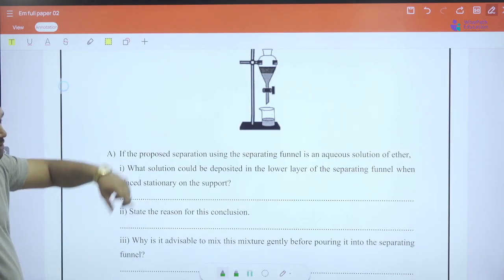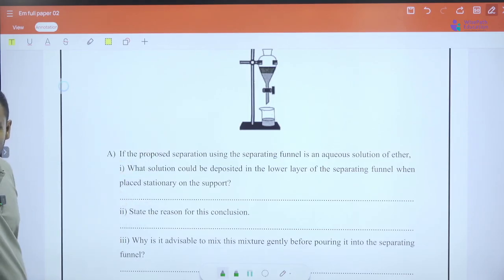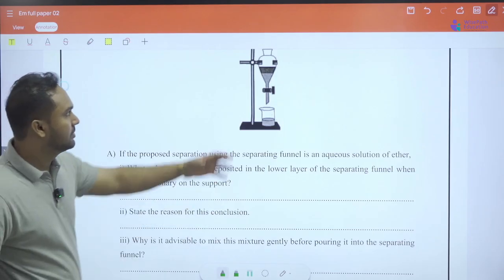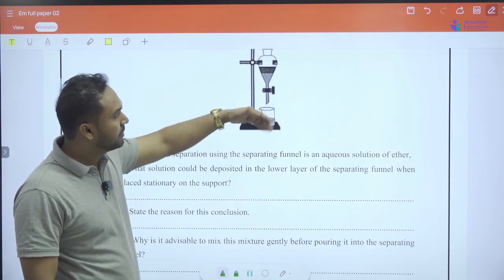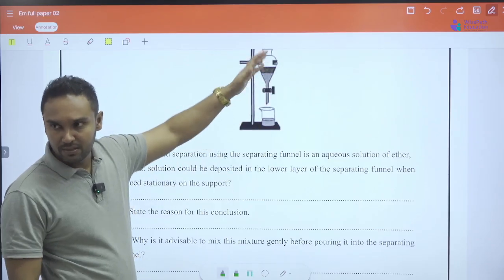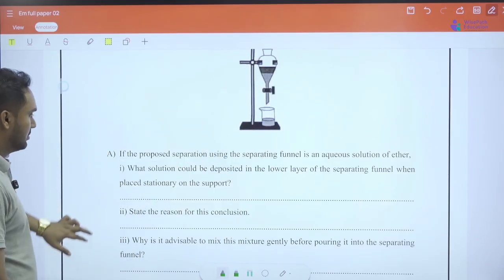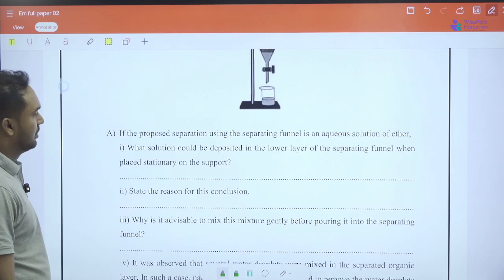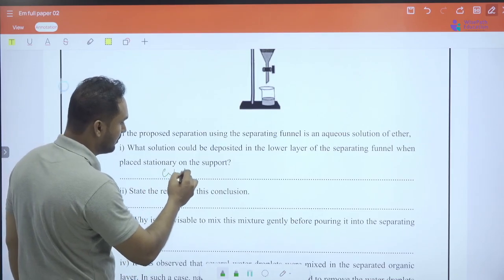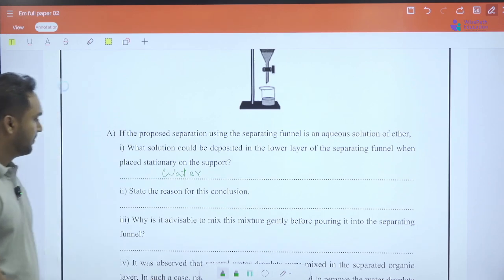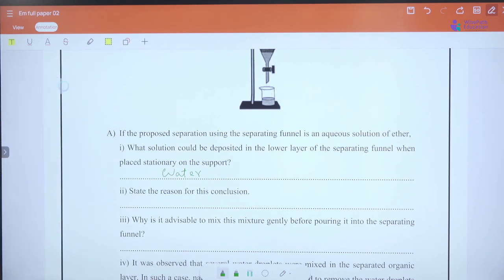So in the bottom it should be water, isn't it? Once the ether is extracted to the top layer, you remove the water from the bottom, then you remove the solvent. So it's water, isn't it? Should be water. State the reason for this conclusion. Because water is more dense than the solvent.